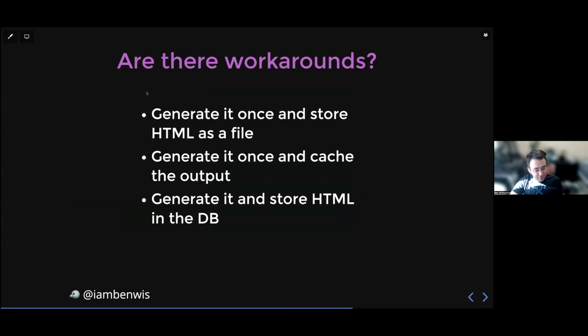So workaround wise, if you remember our rules, right, there's probably several workarounds you all can think of. We could generate it and store it as an HTML file, since Markdown typically doesn't change very often unless I'm sitting there editing the post. I could cache the output, and once I've generated it, I could store the HTML in the database. There's lots of possibilities here. But I didn't really care about those.